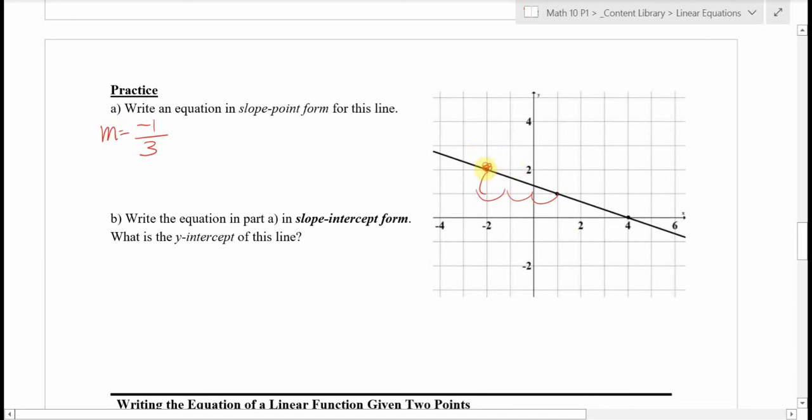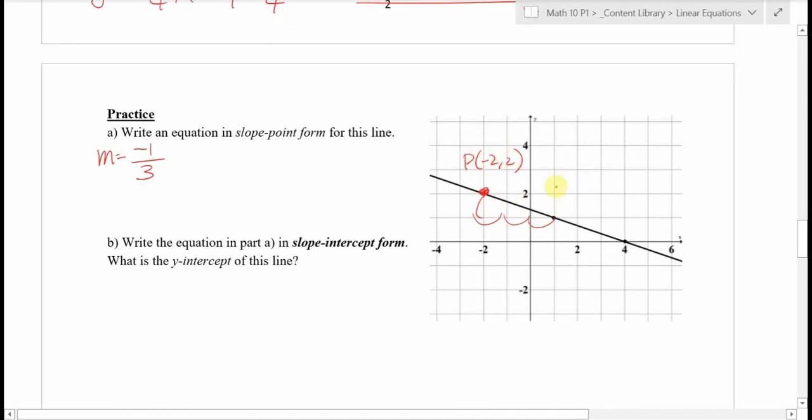Let me use this one here first. This will be (-2, 2). And if you use this point, that would be (1, 1). So if you use the first point, then the equation would be y minus 2, so it'll be your x1, y1, and let me call this x2, y2, equals negative 1 over 3 times x minus x1, which is negative 2. So x minus negative 2 is x plus 2.